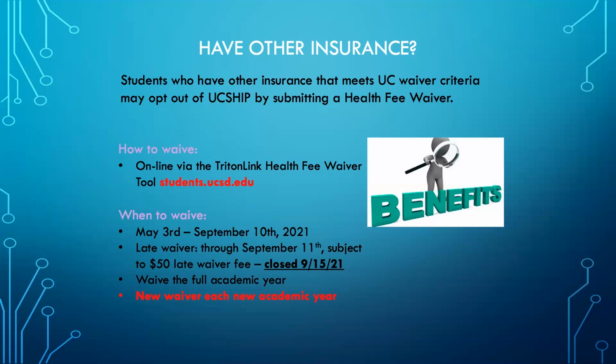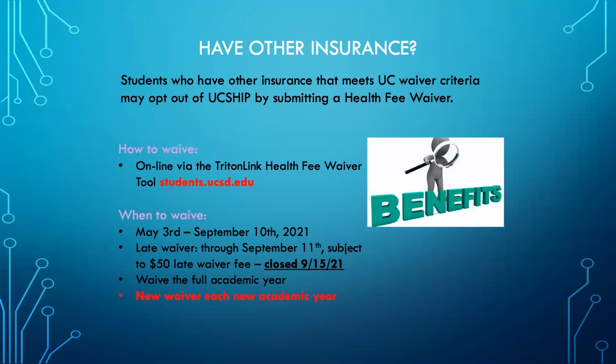If you do meet that criteria and you want to file a health fee waiver to avoid paying that insurance fee, you can do that on the Triton link and only on the Triton link. You would visit the students.ucsd.edu website. Under Triton Link Tools, under Financial Tools, you're going to click on Health Fee Waiver, and that will link you right to an application where you need to provide your insurance information and a copy of your insurance card. You have to act between May 3rd and September 10th, 2021 in order to file that waiver.